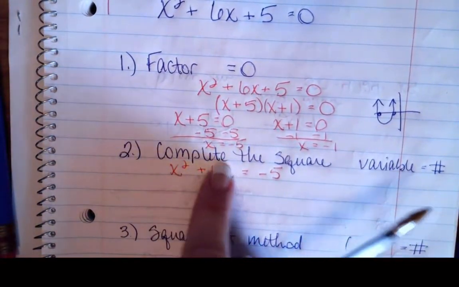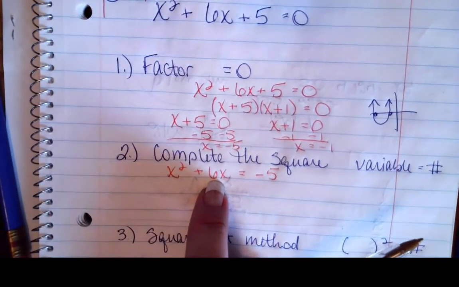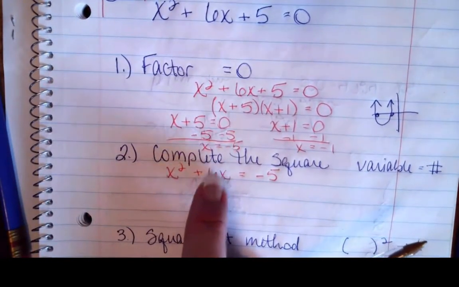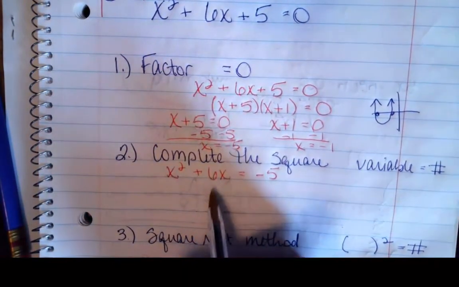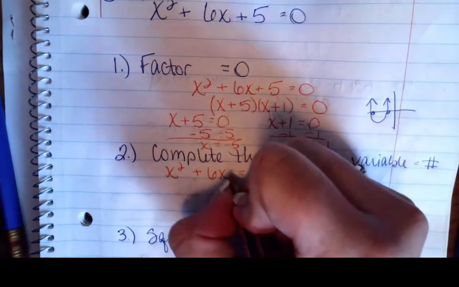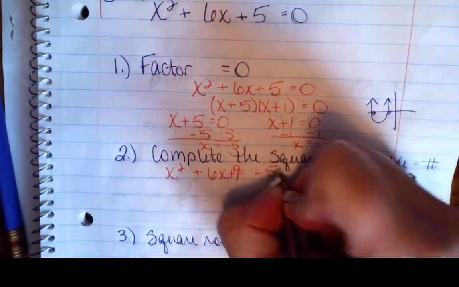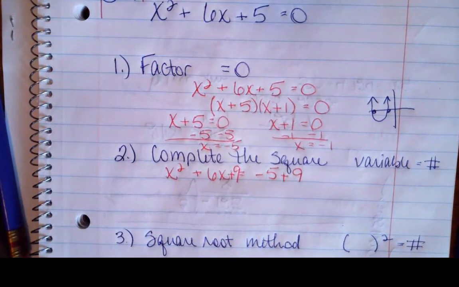Take half of your middle term. So remember 6x was in the middle. Half of 6x is 3. Just take half of the number. Half of 6 is 3. Square it. So half of 6 is 3, squared is 9. Okay, so I have created a 9, and I'm going to create it on both sides. I can do anything I want to as long as I do it to both sides.